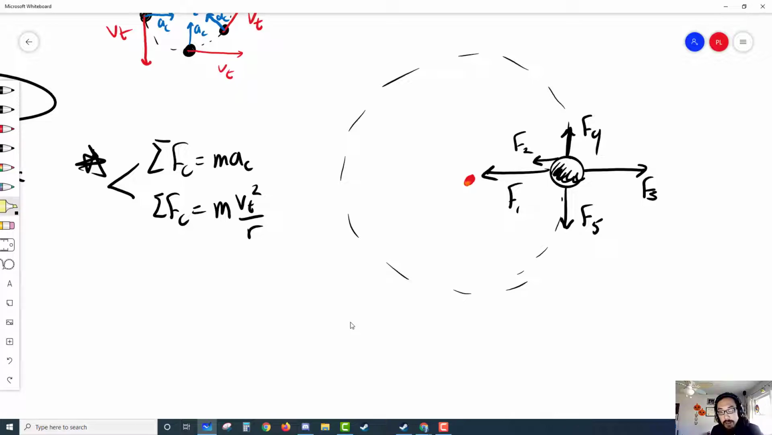If this is the center of the circle, right there, anything along this highlighted portion is considered to be centripetal. Okay, any of these forces that is along this highlighted axis is considered to be centripetal. Now just in case you're wondering, well, what is the axis? I will draw that in dotted. Anything along that axis is considered to be centripetal.